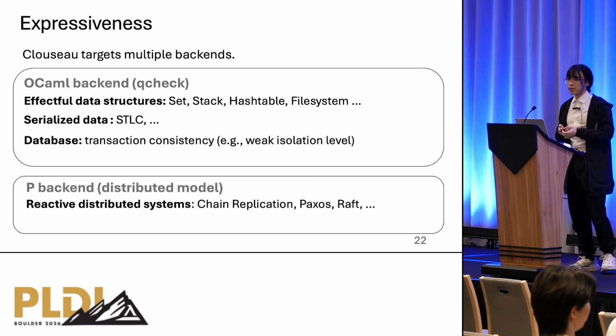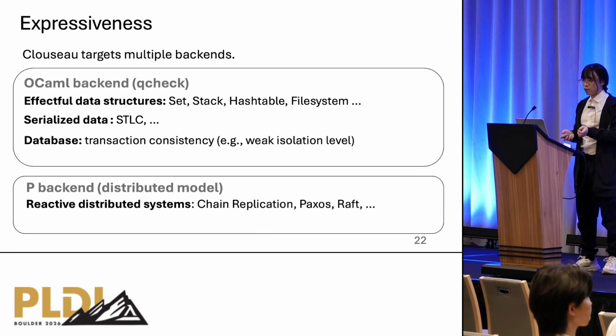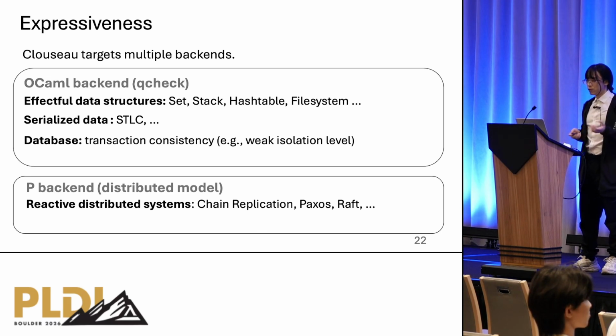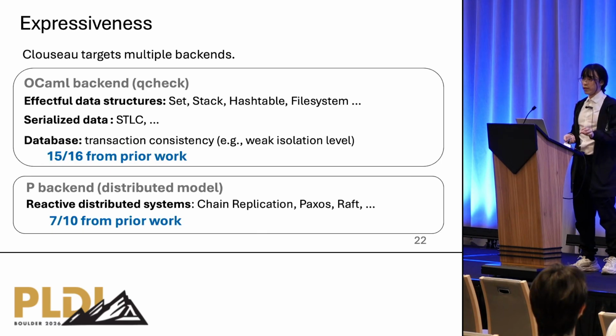Another backend we consider is P language, an automated reasoning language for distributed models. So this is a quite different setting. It's not a sequential program, but we have a set of nodes in the distributed system, and each node is implemented as a state machine. This state machine can send and receive messages. For this benchmark, we select well-known distributed protocols, and all of our benchmarks are selected from prior works. You can see they are quite diverse.